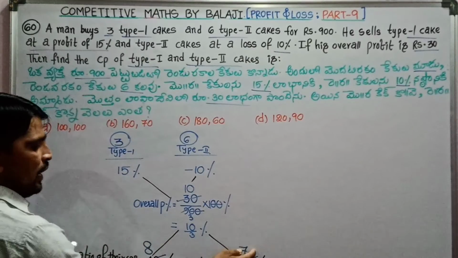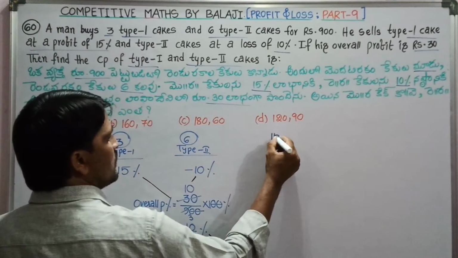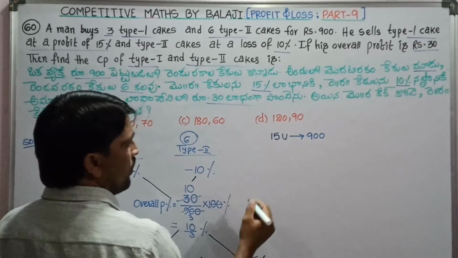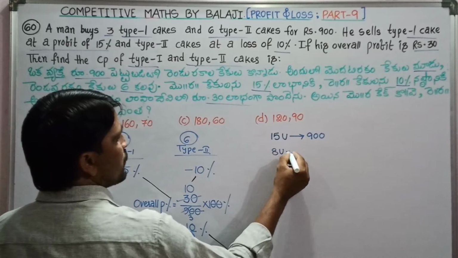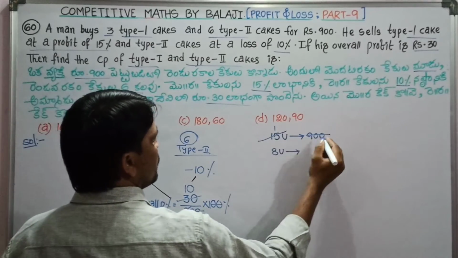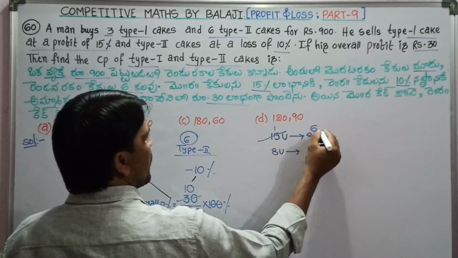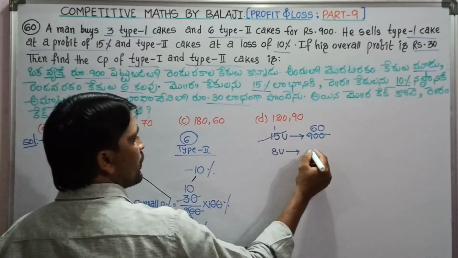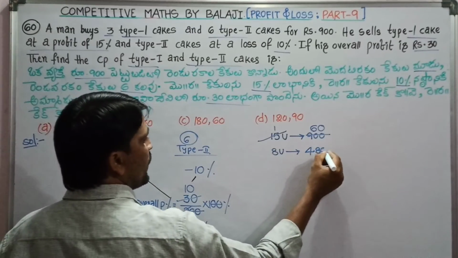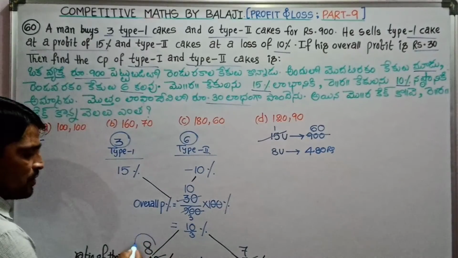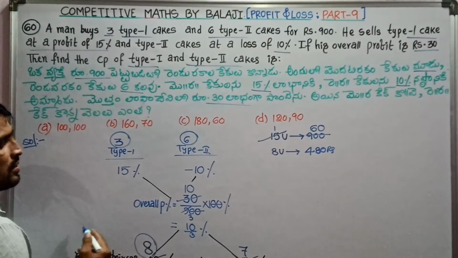Total units are 8 plus 7, 15 units. 15 units value is 900 rupees. Then 1 unit value is, since 15 6s are 90, 60 rupees. Then 8 units value is 8 into 60, 480 rupees.